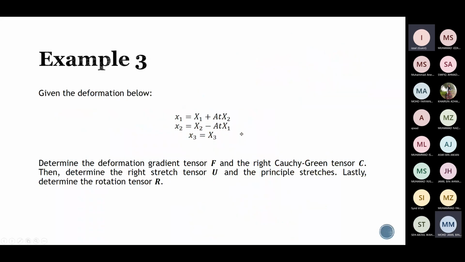So let's look at an example of how to apply this Cauchy-Green tensor, the stretch tensor, and so on. Given below is the deformation, or motion. Firstly, determine the deformation gradient tensor F, and then the right Cauchy-Green tensor C, and then determine the right stretch tensor U and the principal stretches, and lastly, determine the rotation tensor R. So let's look at how the example answers this question.